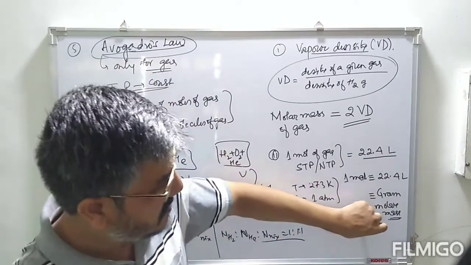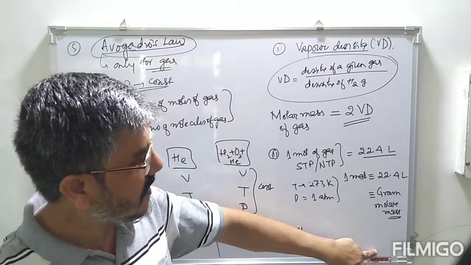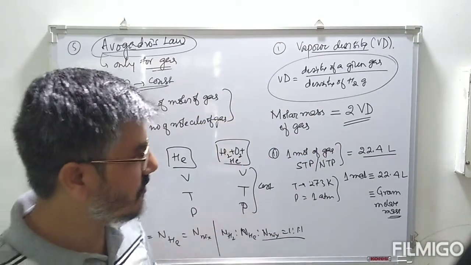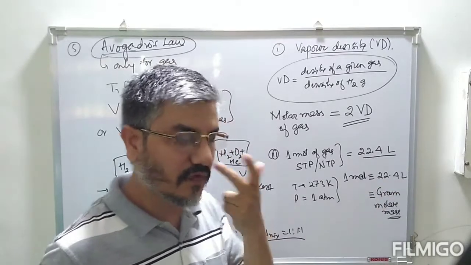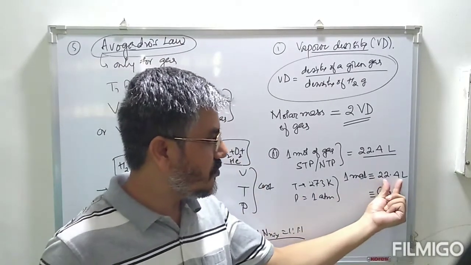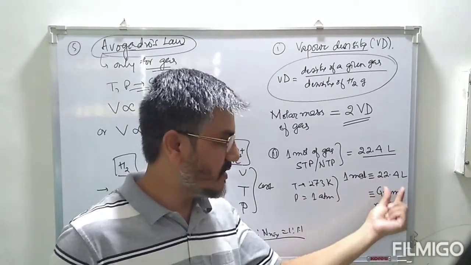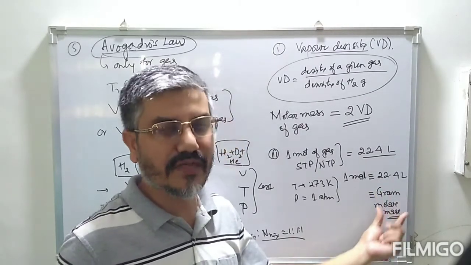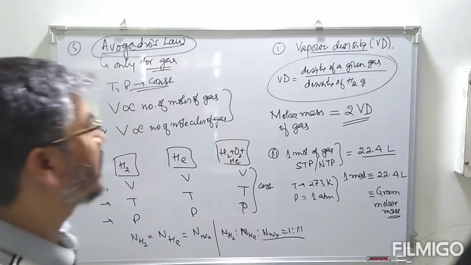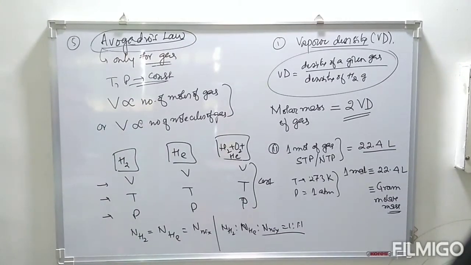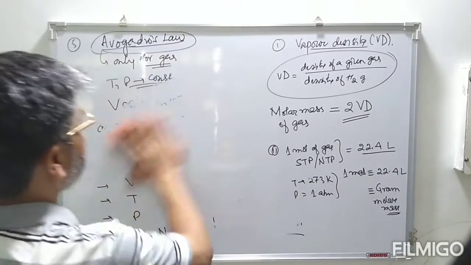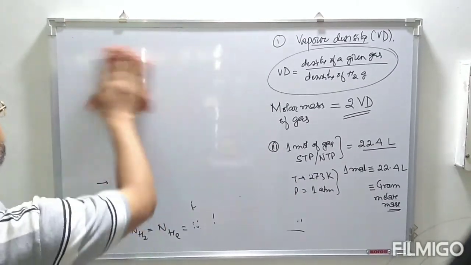So this can be used for mass volume conversion. So 1 mole of an ideal gas at STP always occupies a volume of 22.4 liter. So mass of 22.4 liter of a gas is equal to gram molecular mass or simply molecular mass, or gram atomic mass or atomic mass. So this is vapor density and molecular mass. These we are going to often use in chemical calculations.